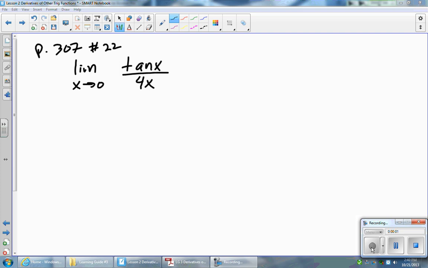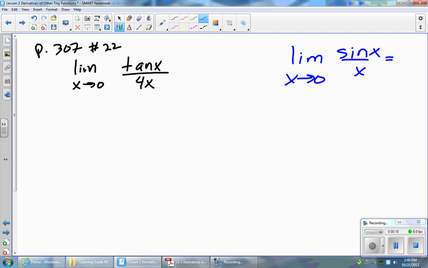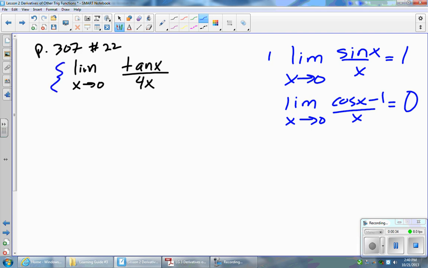All right, guys, this is number 22 on page 307 in your calculus workbook. This is one of those questions where you have to apply one of your limit identities. So if I summarize what those limits are, we have the limit as x approaches 0 of sine x over x gives you 1, and the limit as x approaches 0 of cos x minus 1 over x is equal to 0. All right, so what we want to do is manipulate this limit so that we get one of these two limits here.